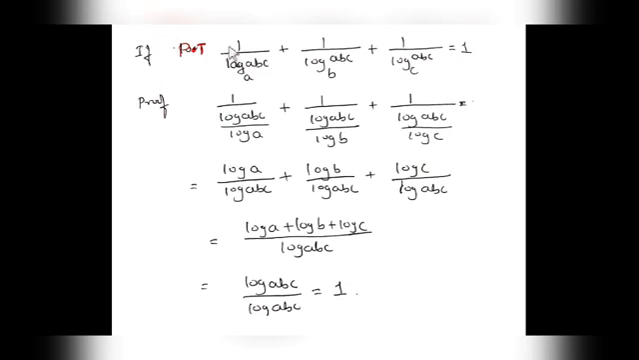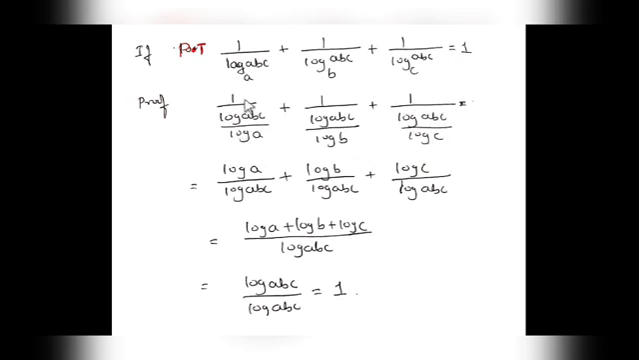We have one more example here. Prove that 1 upon log ABC to the base A plus 1 upon log ABC to the base B plus 1 upon log ABC to the base C is equal to 1. Now we'll take the LHS part and apply the change of base rule. 1 divided by log ABC upon log A plus 1 divided by log ABC upon log B plus 1 divided by log ABC upon log C.